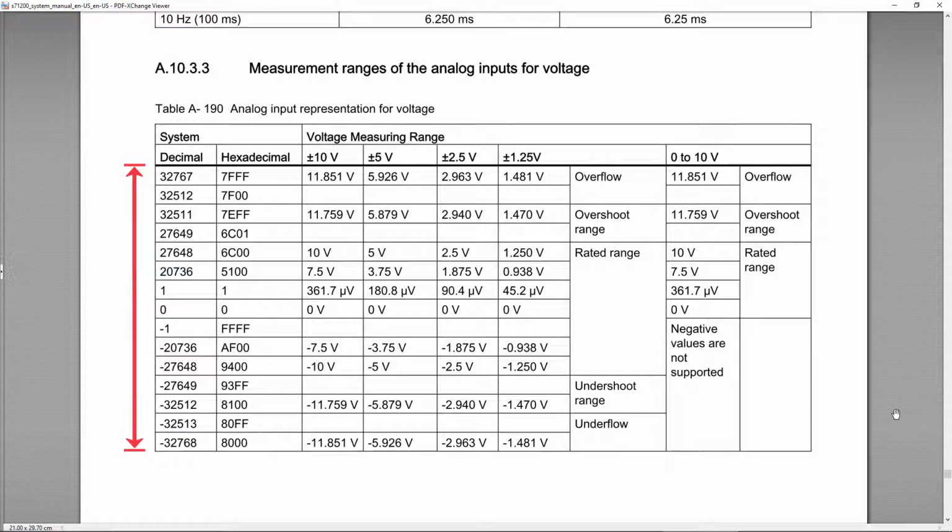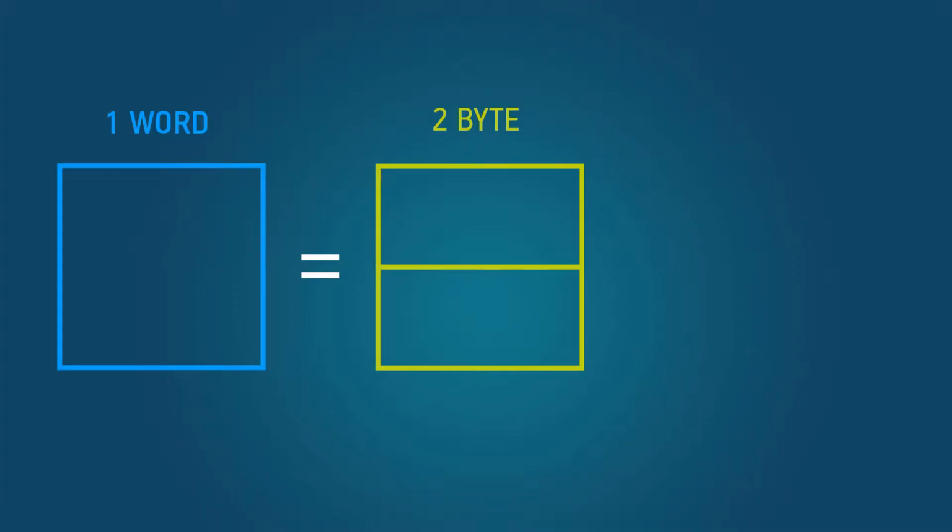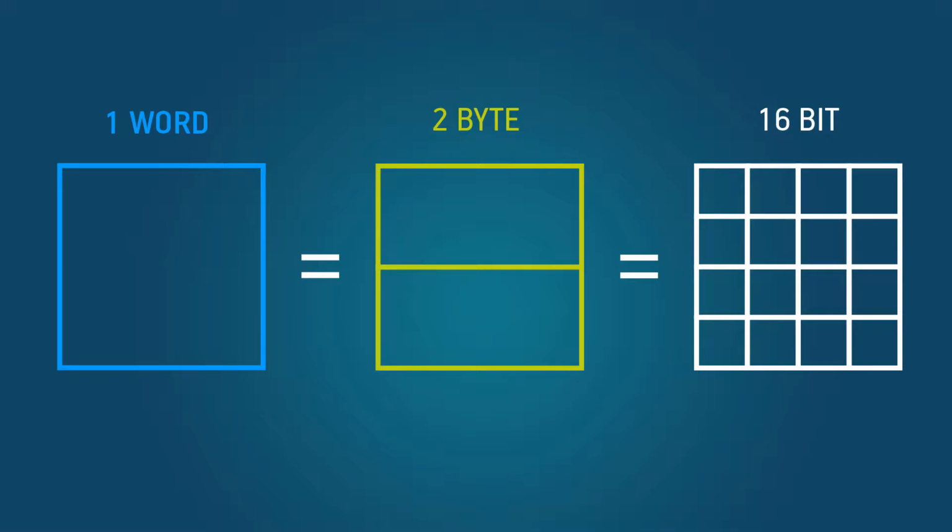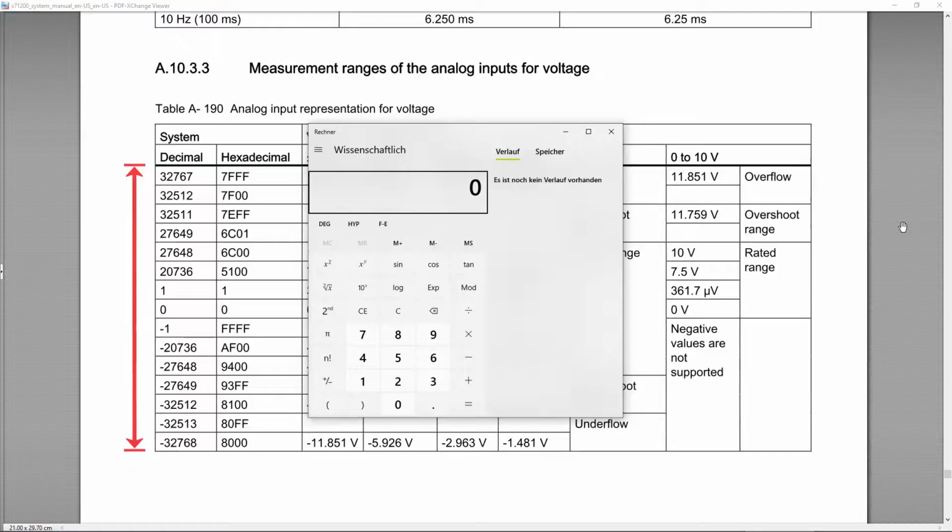Now, you probably know that one data word consists of 2 bytes, and 2 bytes consist of 16 bits. So if we put this number in our calculator and calculate 2 to the power of 16, we get a total number of possible values we can represent in a word. And because we also want to have negative numbers, we can divide it by 2, which will give us the upper and lower limit, not including 0.